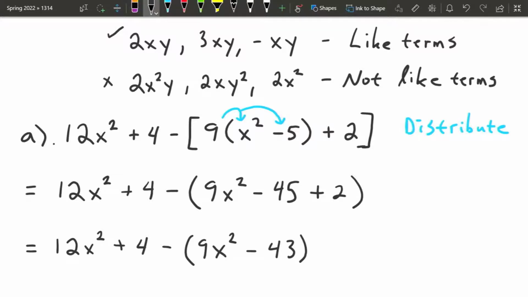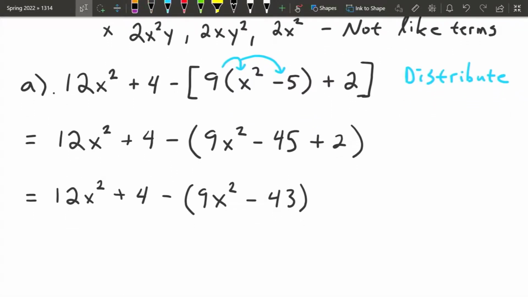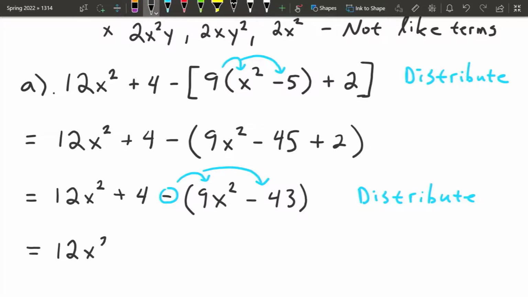We're still working on what's on the inside of the parentheses. Now it's in the parentheses and there's something out in front, namely this negative. That negative, just like we did the 9 up above, will be distributed into the parentheses. So we're going to take the negative and put it to each term inside the parentheses. We're still going to have here in the front the 12x squared plus 4, and then if I distribute the negative, it'll follow up with negative 9x squared. Negative 43 will be positive 43.